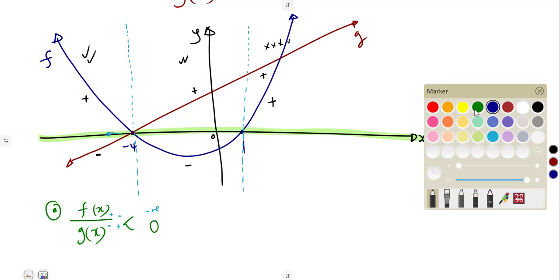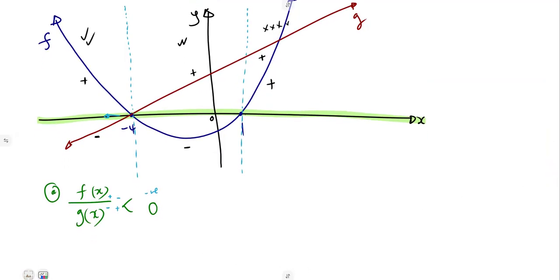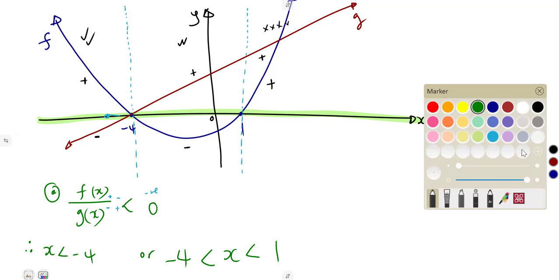So therefore, in our case, the solutions are going to be: -4 to the other side, that is less than, so x is less than -4, or in between -4 and 1. So that's x is greater than -4 but less than 1. So this is the condition.